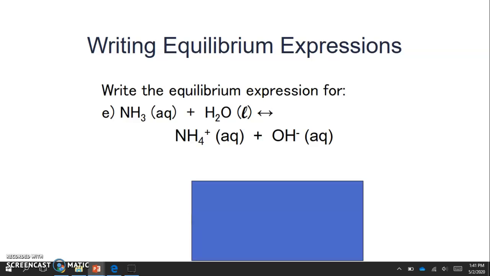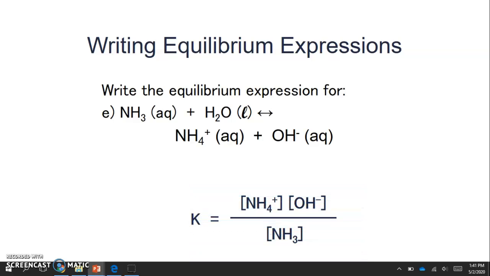So just like before, let's put our products on the top, our reactants on the bottom. So we'll have our NH4 plus in brackets and our hydroxide anion in brackets as well. There are no coefficients for either of those, so there's no exponents needed. And then you've got your NH3 on your left, which is going to go on the bottom because it's your reactant. Is there a coefficient there? No. So do you need an exponent? No. And this is our equilibrium constant equation.